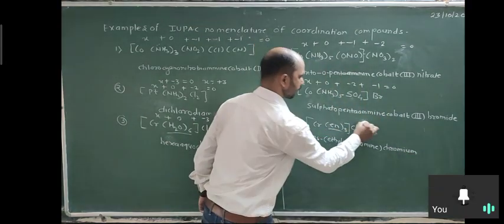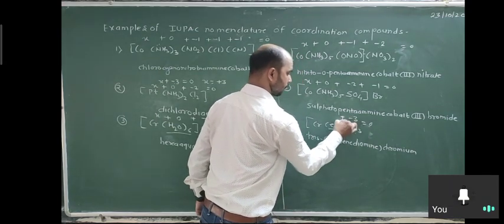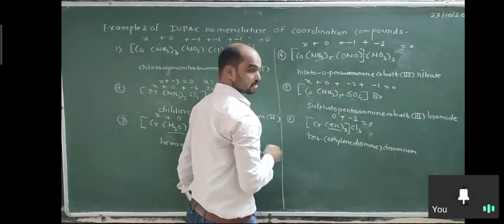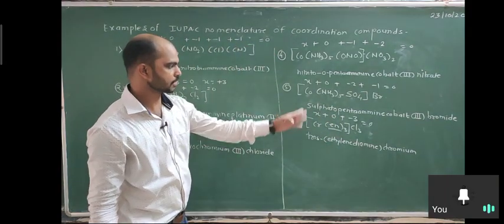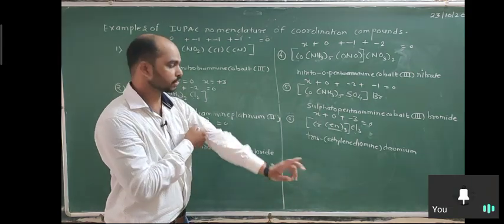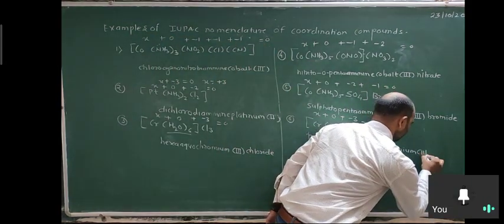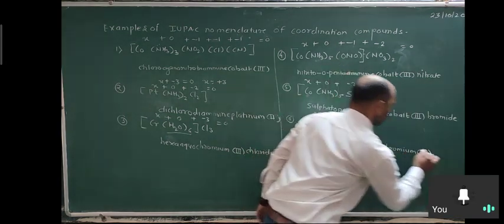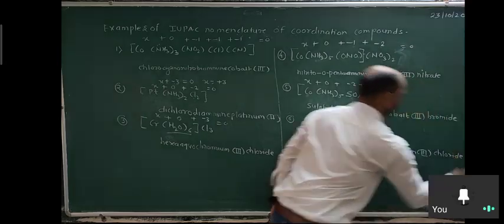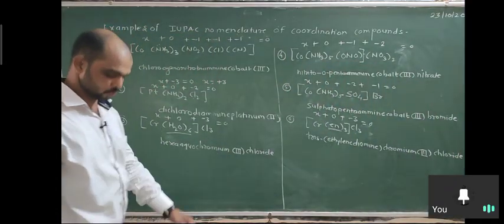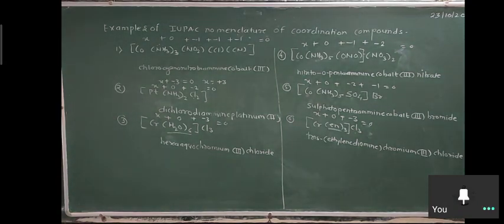What is the oxidation state? Here is a 0, each Cl shows minus 1, so here is a minus 3. Ethylene diamine is neutral, 0, and chromium is considered as x. So x plus minus 3 is equal to 0, that means x is equal to plus 3. So oxidation state is 3. And at the end there is a Cl, means chloride. So there are 6 examples which are on the board.